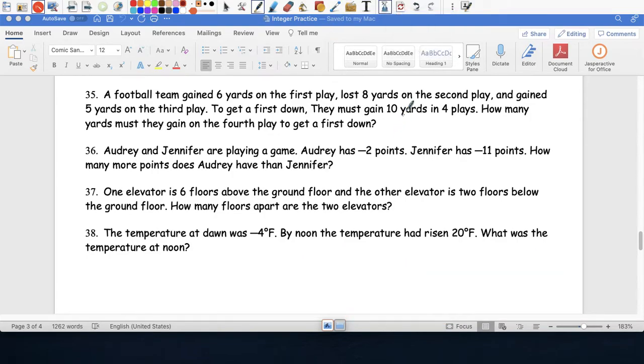36. You're playing a game. Audrey has negative 2. Jennifer has negative 11. How many more points does Audrey have than Jennifer?